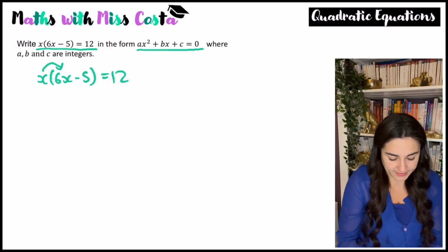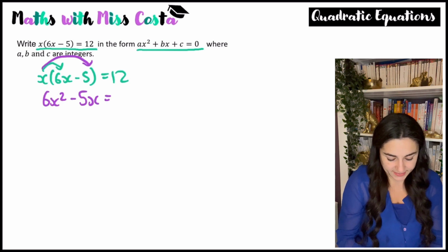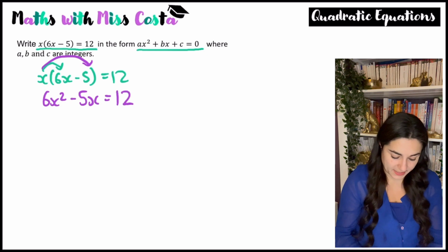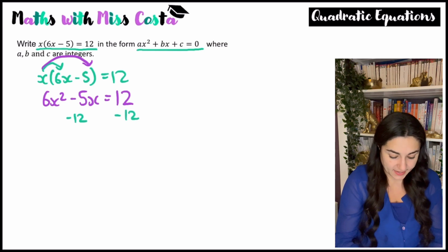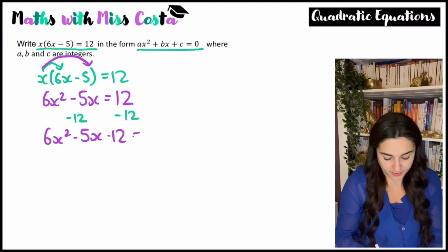So x times 6x is going to give me 6x squared. x times negative 5 would be minus 5x. And that must equal 12. Well, I want to write it in the quadratic form, so let's just rearrange what we can. So I'm going to take 12 from both sides, and that would be 6x squared, take 5x, take 12 equals 0.